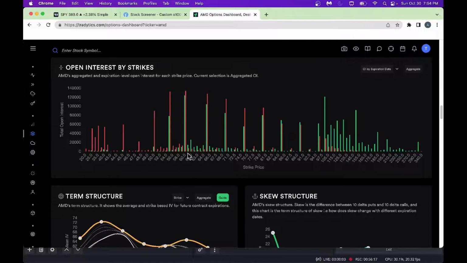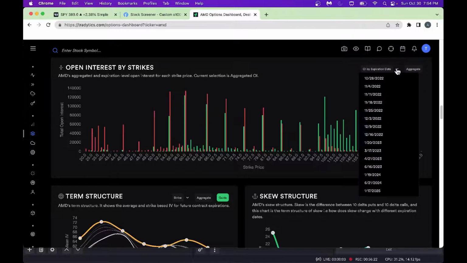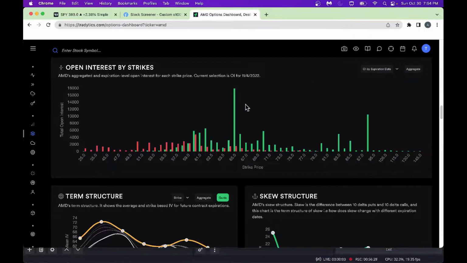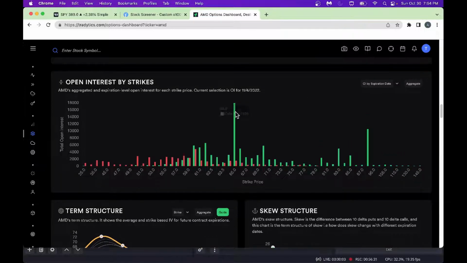This is overall, as you can see, there is no time frame here. You could also look at this by expiration, if you want to see by 11/4, which is next week. Looking at open interest, the stock might close around $65 by 11/5, which is next Friday. That's where it will most probably land. Folks are betting it will land at $65.